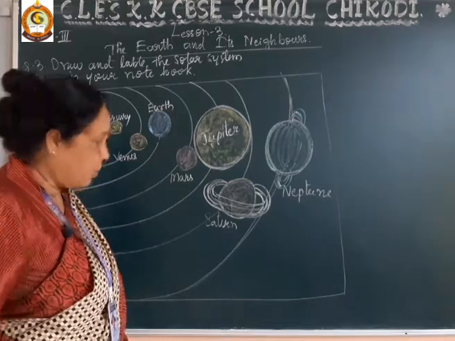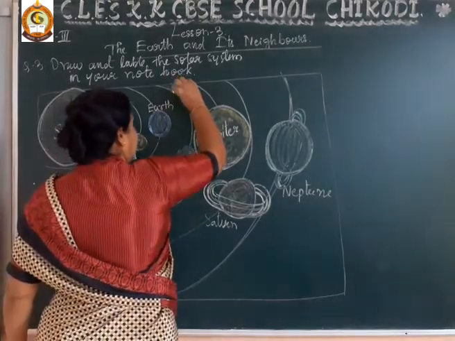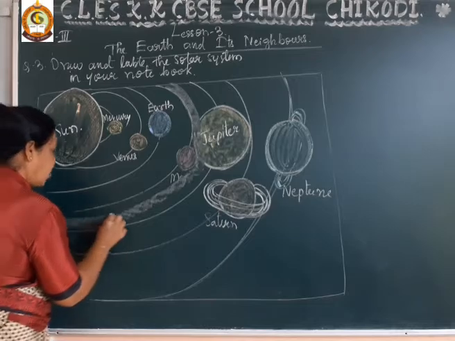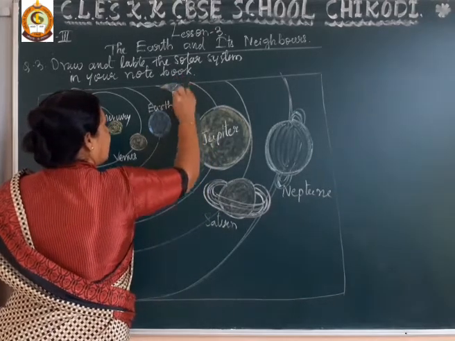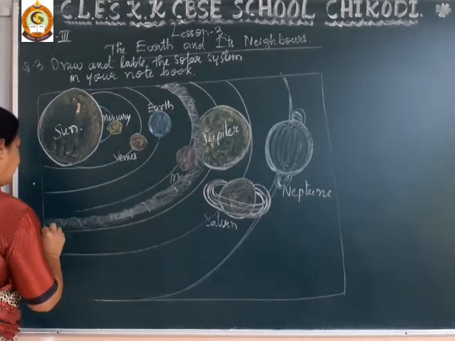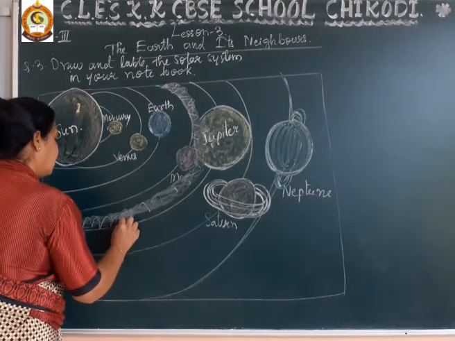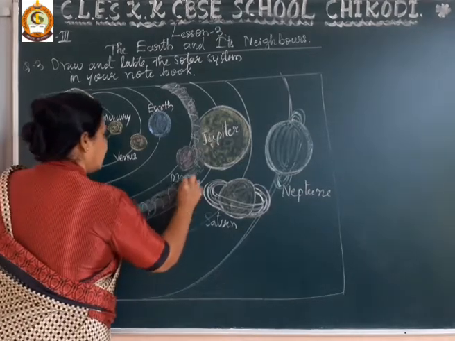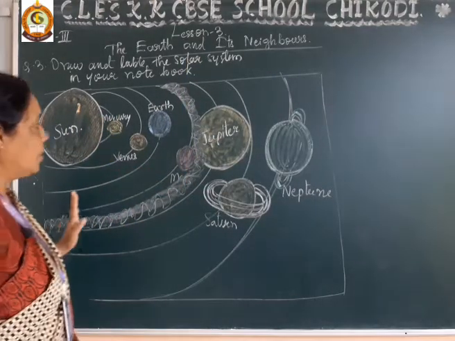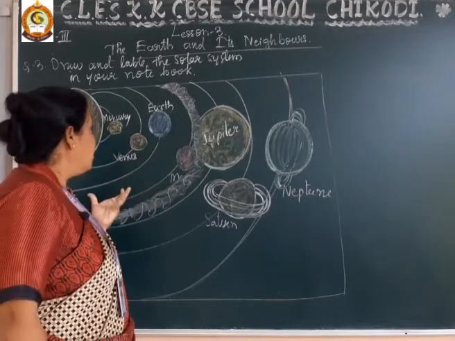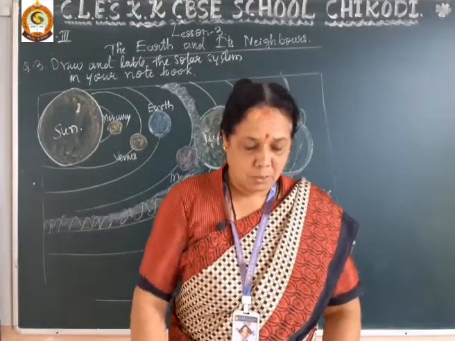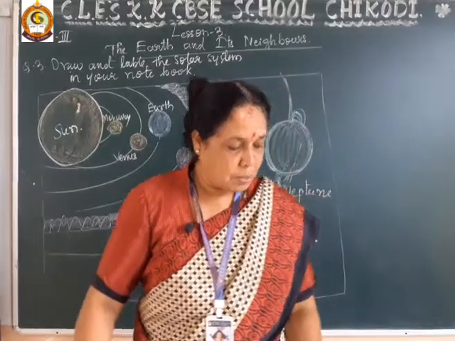So here in between Jupiter and Mars, one asteroid belt is formed. Okay, here the asteroid belt is formed between Mars and Jupiter. Okay, this is the asteroid belt. Okay, dear student, so this type of colorful solar system you have to draw in your notebook. Okay, dear student, so this is about the diagram of the solar system.